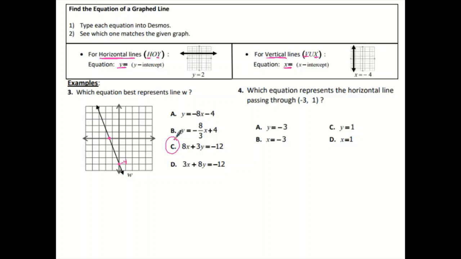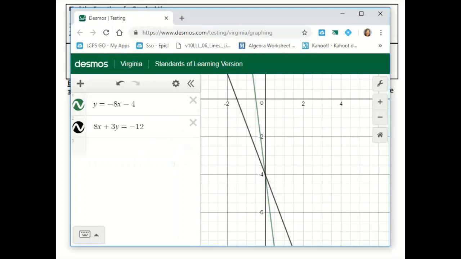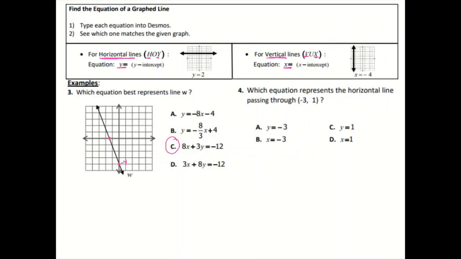So that one is our correct answer. You want to just try and match it up, and you can eliminate them as you go. Notice in Desmos too, it'll automatically give you different colors for the different lines.